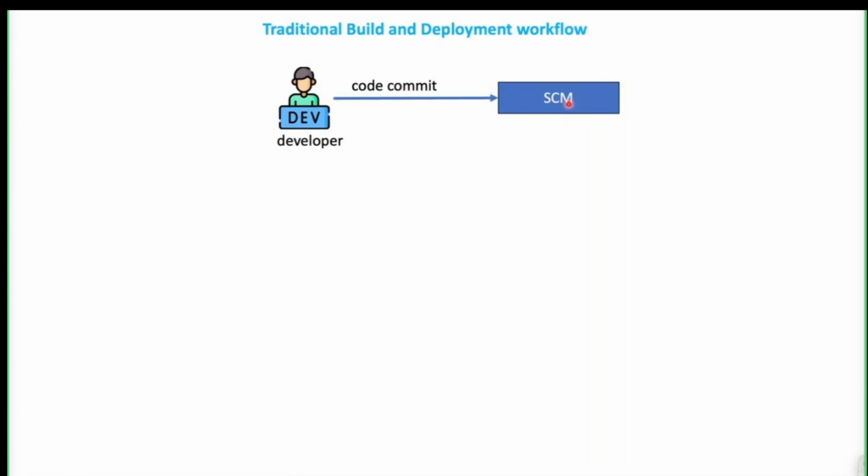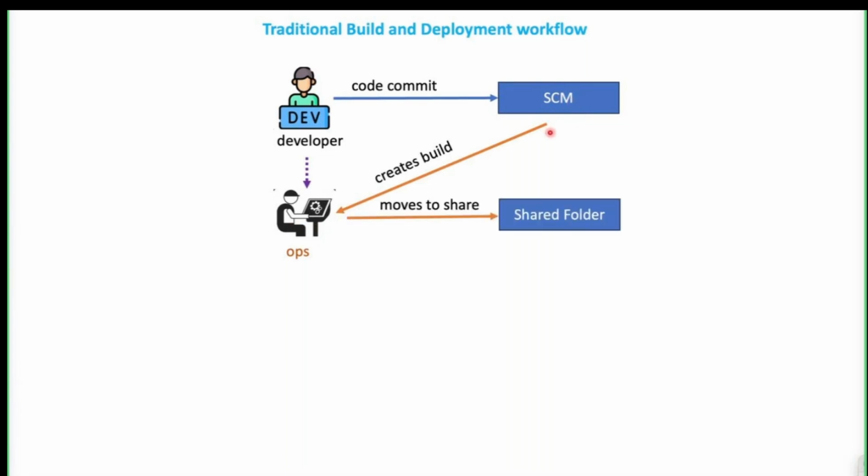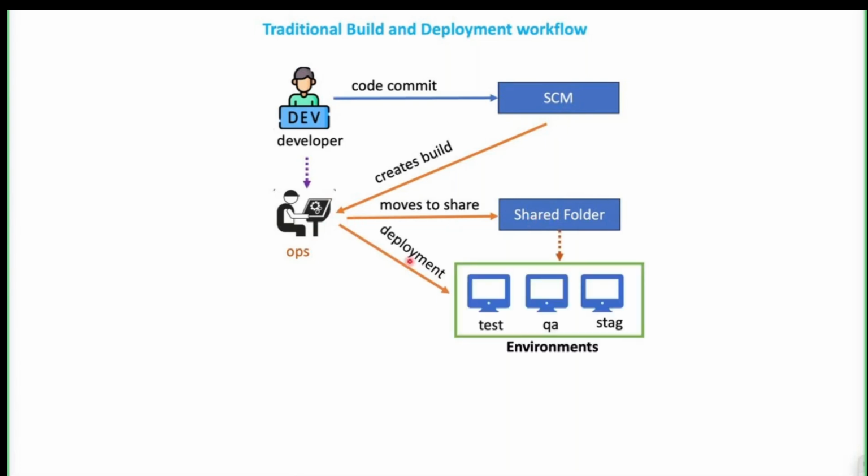Once he commits the code to the centralized repository, he will inform the operation team. The operation team will build the code which is on the SCM and move that build file to the share folder. What is a build? For example, take Java code. The SCM will have only the coding part, but we have to build it as a jar file. The jar file will be built by the operation team and moved to the share folder to install on different environments. Then the operation team will deploy the product into different environments, such as test environment, QA, staging, and so on.